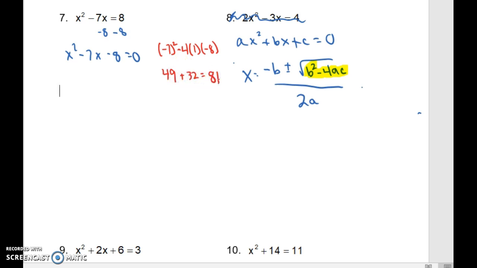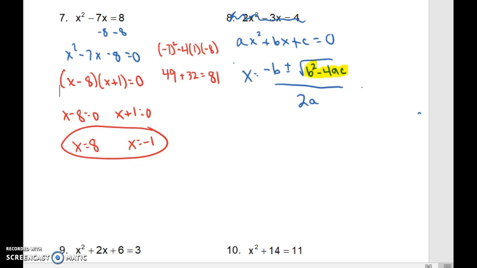What that tells me is that this quadratic is actually factorable, so I'm going to look to factor. Because I don't have a coefficient in front of x squared, I'm just looking for numbers that multiply to negative 8 and add up to negative 7. That would be minus 8 and plus 1. Those are my factors, which I'm then going to set equal to 0 and solve. And those are my 2 answers. Generally with quadratics, we're going to get 2 answers.